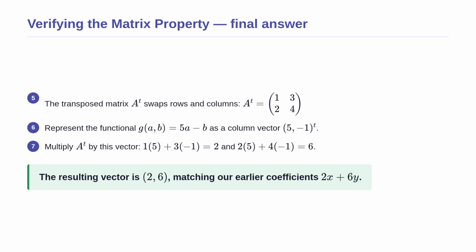Continuing our verification, we find the matrix transpose of A by swapping its rows and columns. This transposed matrix tells us how to map functionals backward. We represent our functional G as a column vector, 5 and -1. When we multiply our transposed matrix by this vector, the matrix multiplication yields 2 and 6. These are exactly the coefficients we found in the first example. The matrix transpose perfectly encodes the backward pulling action, confirming our physical interpretation of the dual space.